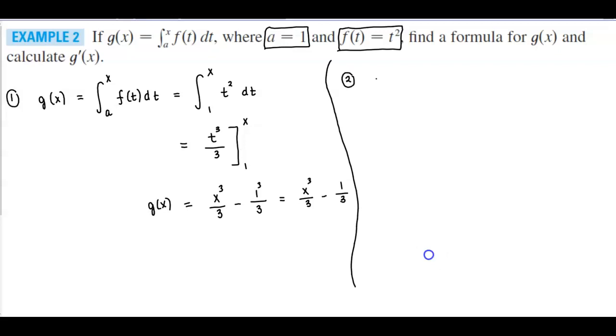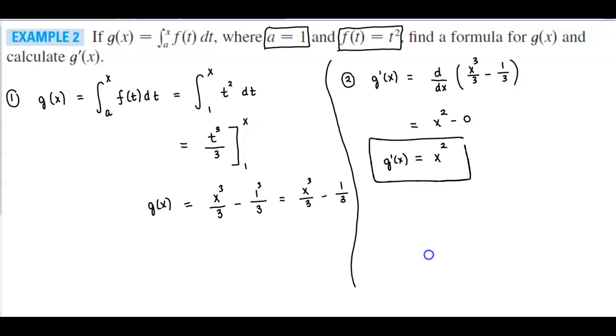we want to find g prime of x, which means that we want to find the derivative of g of x, which is x cubed over 3 minus 1/3. Okay, so what is the derivative of x cubed over 3? Well, we know that that's going to give us x squared. And what is the derivative of minus 1/3? Well, that's going to be minus 0. So therefore, we're going to get x squared for g prime of x.